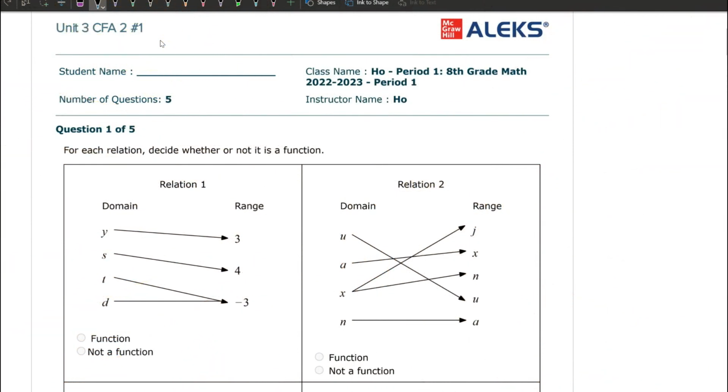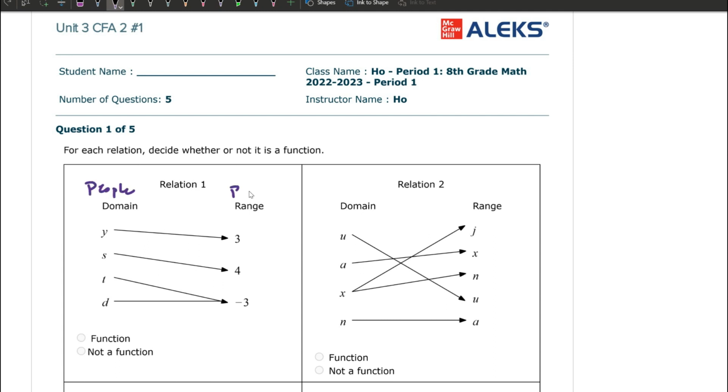In this video, I'm going to walk you through Unit 3, CFA2. Okay, there's 5 questions. Question number 1. For each relation, decide whether or not it is a function. So we talked about this in class about domain and range. And I did give you an example that domain is people.